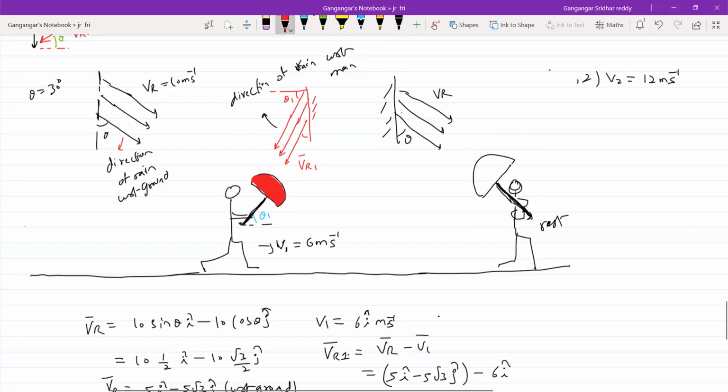Okay, now look at the diagram and compare both. When the man is at rest, he should hold the umbrella against VR bar. There's no other way. When he's moving, he should hold the umbrella like this, against VR1. Are you looking at the word rest? I wrote it clearly: rest. The man is not moving.